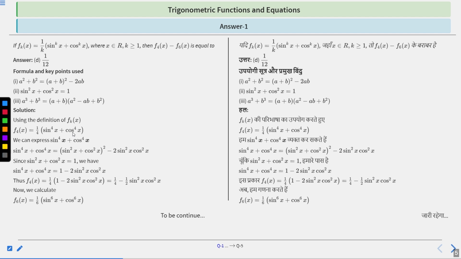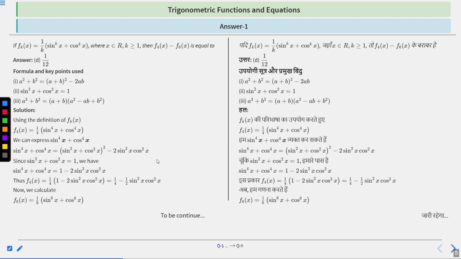Now, using the definition of f_k(x), f_4(x) is basically 1/4 (sin^4 x + cos^4 x). Now, we can express sin^4 x plus cos^4 x as a square plus b square, where a is sin square x and b is cos square x. So sin^4 x is basically (sin square x) whole square, and cos^4 x is basically (cos square x) whole square. Therefore, it can be written, since a square plus b square is basically (a plus b) whole square minus 2ab, as (sin square x plus cos square x) whole square minus 2 sin square x cos square x.